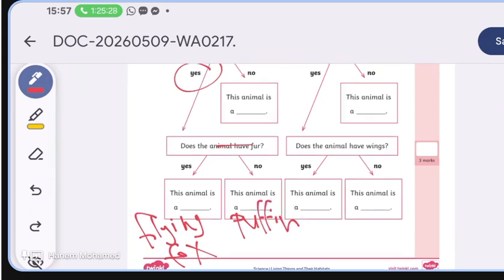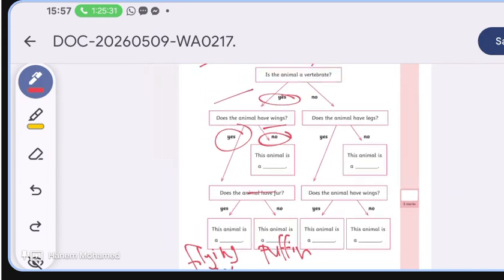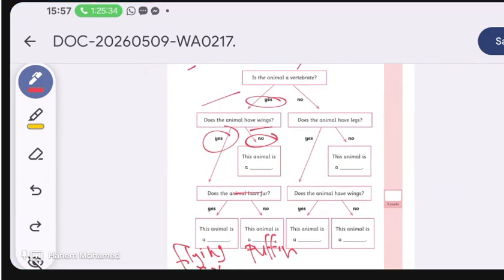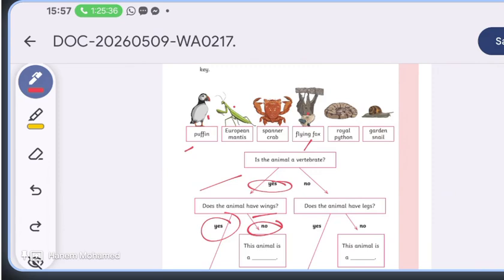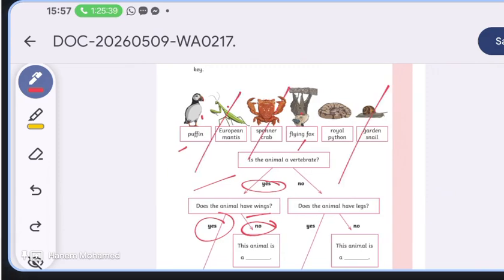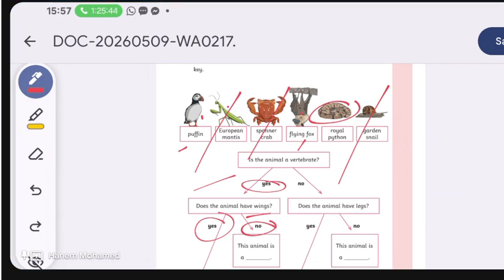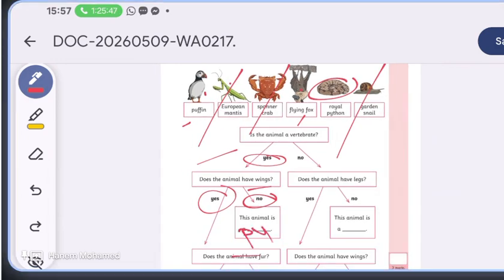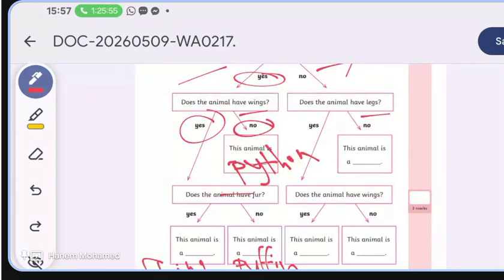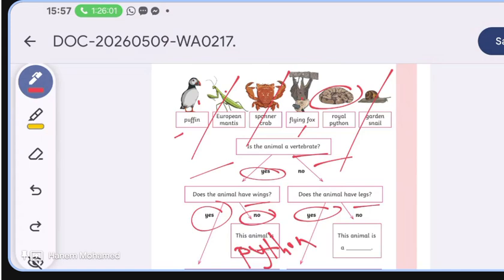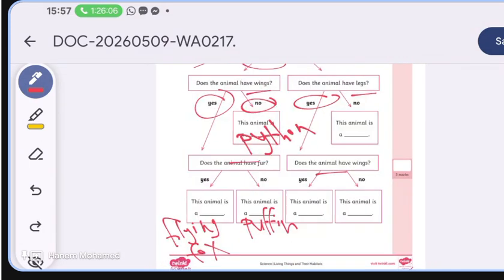If they don't have wings, we say no. And it's a vertebrate. So which one is the last vertebrate that doesn't have wings? Python. It means a snake. Now let's talk about the invertebrates. They are invertebrates, so we said no. Now we will talk about the legs. If we say yes, does the animal have wings? So which one already has wings? Arabian mantis, right?